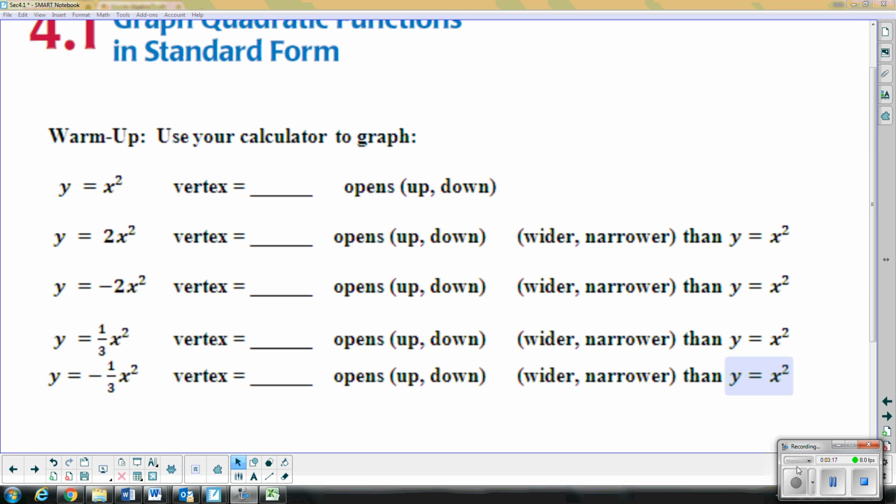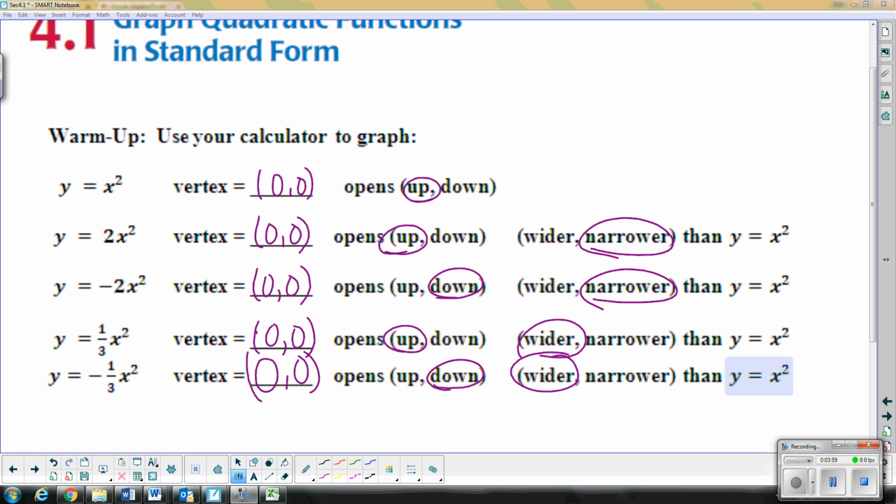For these next few, I want you to pause the video if you haven't done this already and plug these values into your calculator and then tell me what the vertex is, whether it opens up or down, and if it's wider or narrower than y equals x squared. You should make some kind of generalization related to your vertex, whether it's wider or narrower, and whether it opens up or down. Please unpause for the solution.